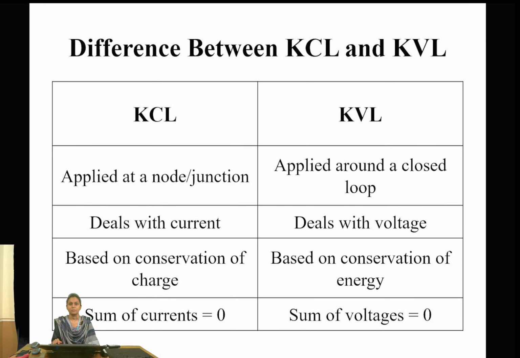Next one is the difference between KCL and KVL. So this is a difference table. KCL is applied at a node or junction, and KVL is applied around a closed loop. KCL deals with current and KVL deals with voltage. KCL is based on conservation of charge and KVL is based on conservation of energy. Sum of currents is equal to 0 in case of KCL, and sum of voltages is equal to 0 in case of KVL.